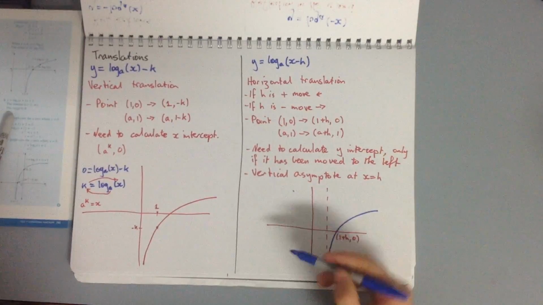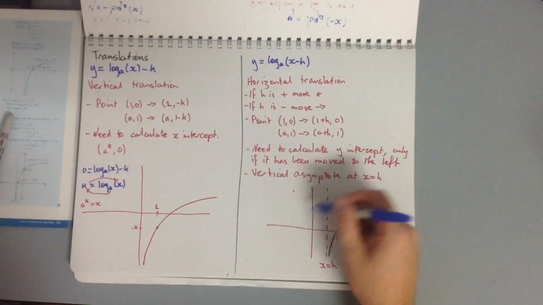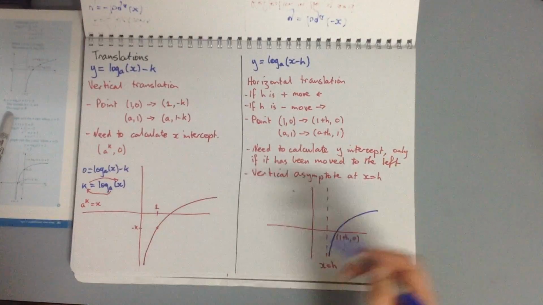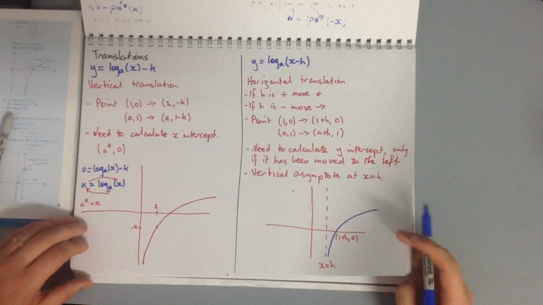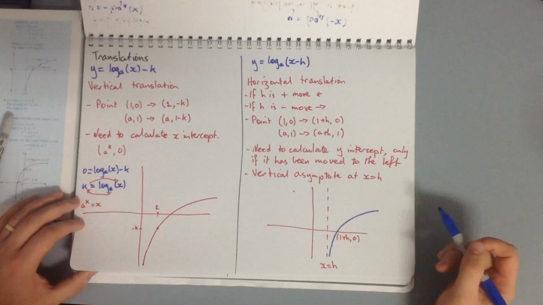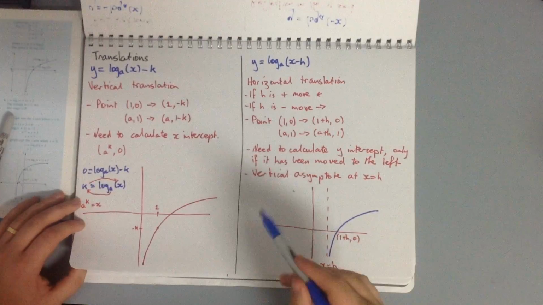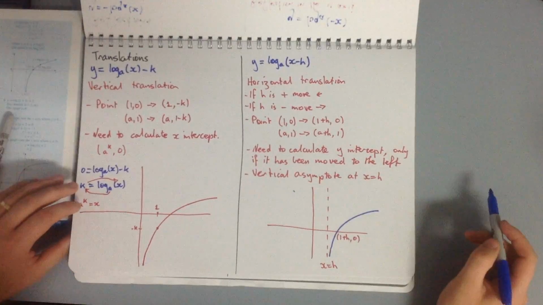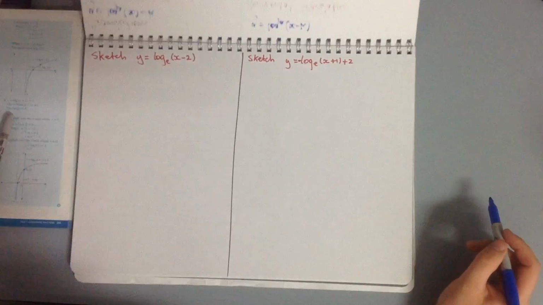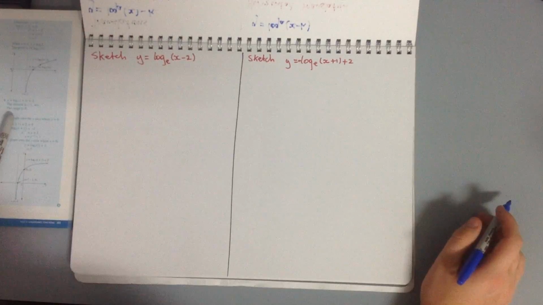If we moved it to the left, we'd have a graph that crosses here, and we'd have a y-intercept, and so we need to actually find that. And again, that's just by letting x equals 0, so you end up with just the log of some number, which will be your y-intercept. So we've got just a couple of worked examples to have a look at.